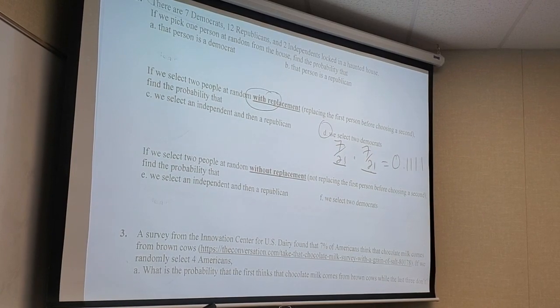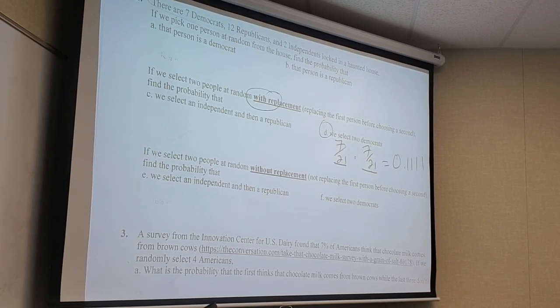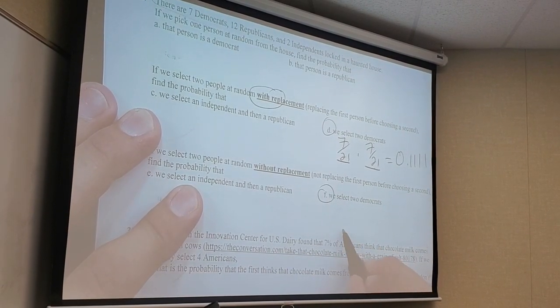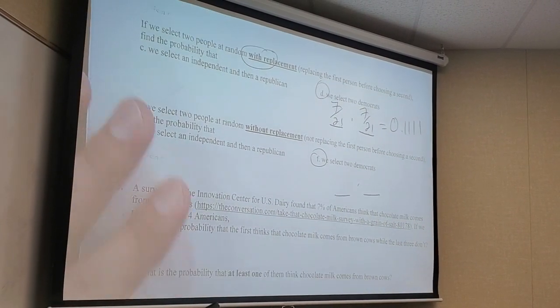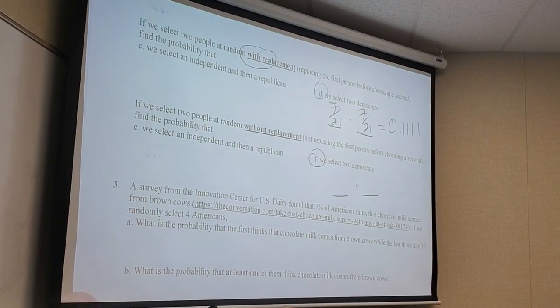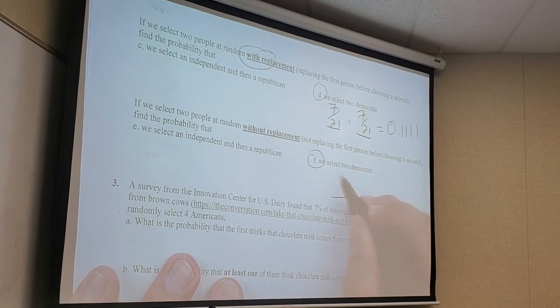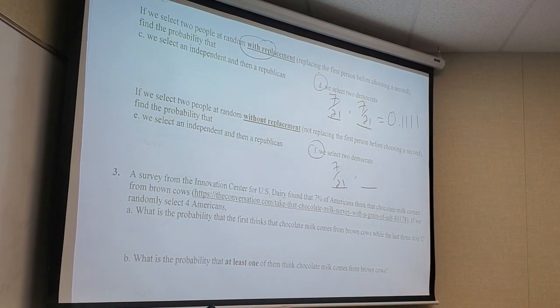If I do it without replacement, I just lose a marble each time. So here, what's going to happen now? I want to select 2 Democrats, but I'm not putting them back in. So when I pick the first one, I haven't done anything yet. So what's the probability the first person is a Democrat? 7 out of 21. Now I let them leave.